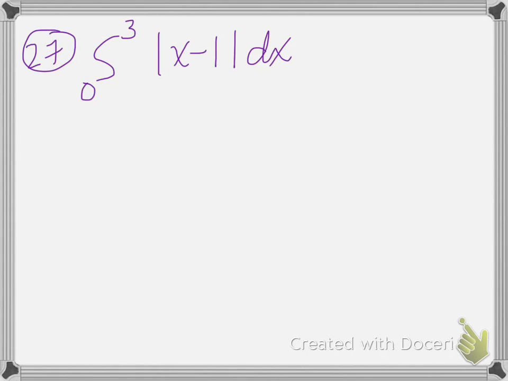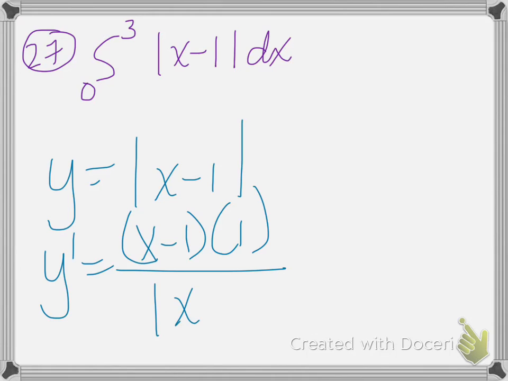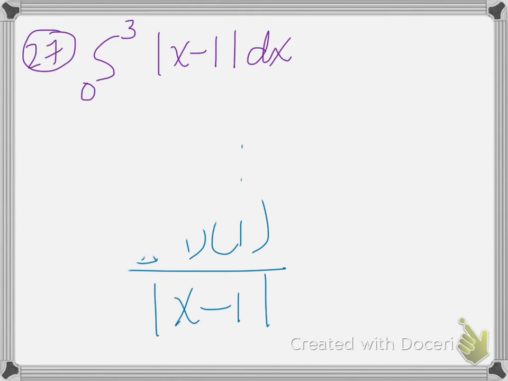Okay, number 27 is an integral of an absolute value, which we actually have not done, so you're getting a mini lesson right now. So I just don't want you to get this confused with something that we did in class when it looked like this. And then you had to find y prime, which was x minus 1 times the derivative of x all over the absolute value of x minus 1. That's not this. This is you're going backwards. So don't get that confused with that. So let's get rid of that.